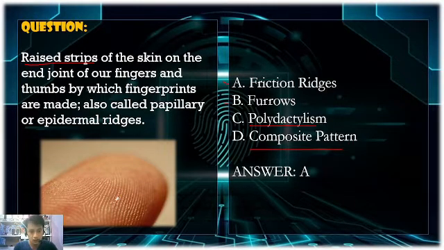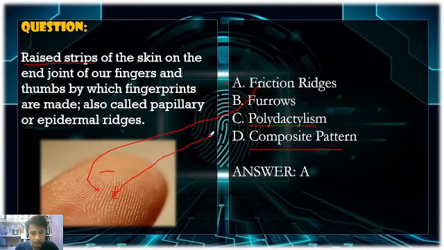As you can see here in the picture on our PowerPoint presentation, you can see those embossed or raised strips, or yung nakaangat. We call those friction ridges. And yung mga nakababa naman, which look like a canal, yun yung tinatawag natin na furrows. So the lowered or deepened part, that is what we call furrows. So yun yung pagkakaiba ng dalawa.